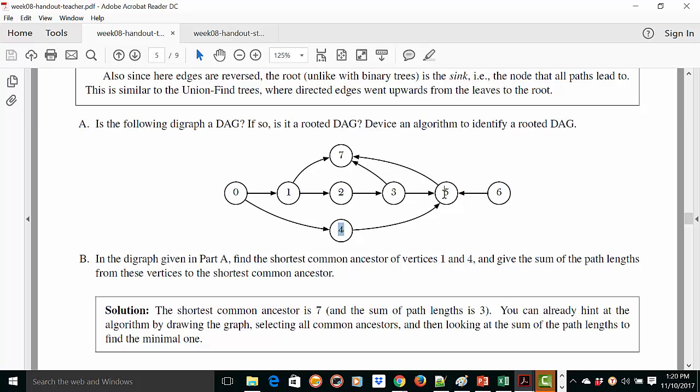Now, since we know 5 and 7 are both reached from 1 and 4, and because we have distances from 1 and distances from 4, we can figure out which vertex gives you the shortest distance. So that could be one of the algorithms you can use. You can run it in V plus E because you're running breadth first search to do that.